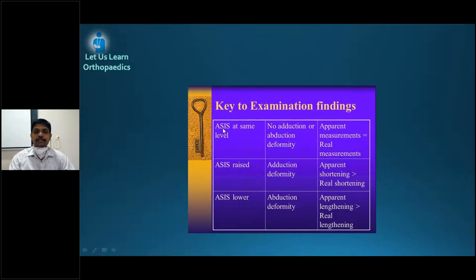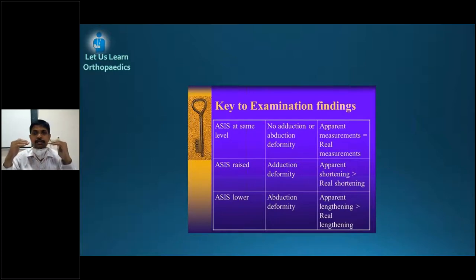If the ASIS, that is, the anterior superior iliac spines, are at the same level, there is no adduction or abduction deformity, and the apparent measurements are equal to the real measurements. Whereas if the anterior superior iliac spine is raised to a higher level, that indicates an adduction deformity. If the ASIS is at a lower level, it indicates abduction deformity. So you should memorize this chart.